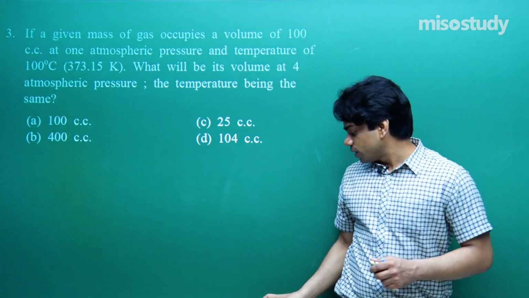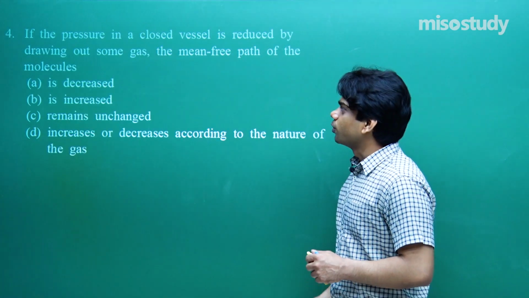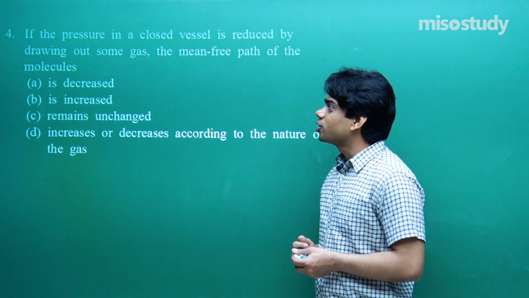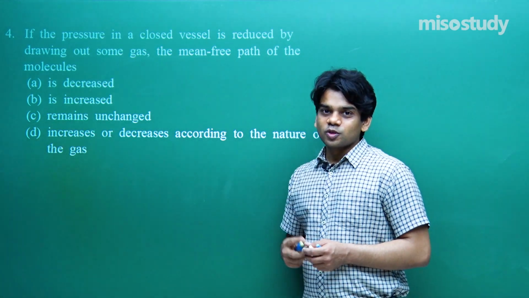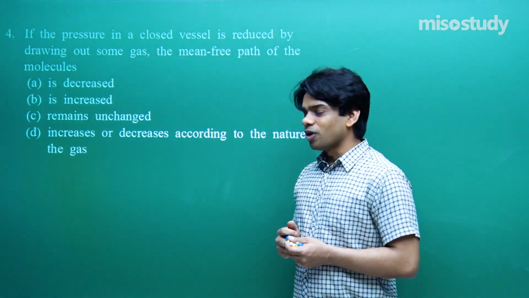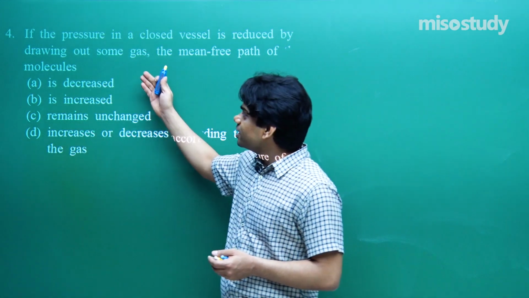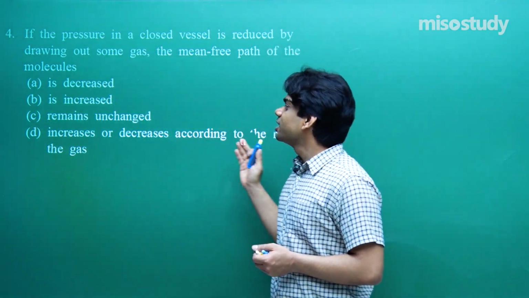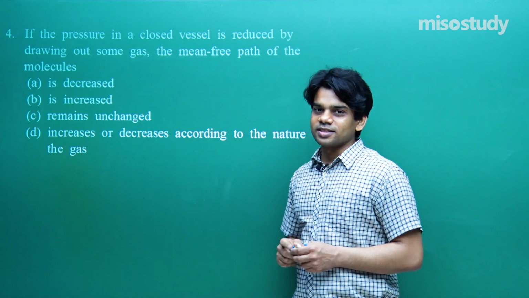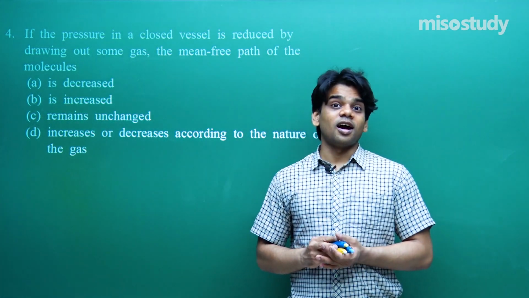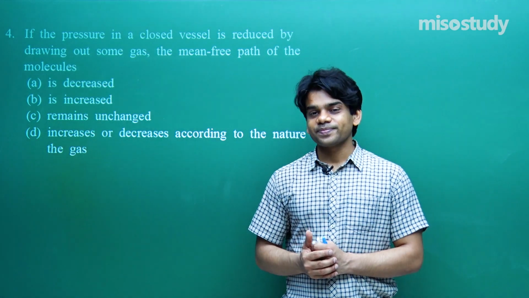Next question of the class, question number 4. If the pressure in a closed vessel is reduced by drawing out some gas, the mean free path of the molecule is decreased, is increased, remains unchanged, or increases or decreases according to the nature of the gas. Now first of all, understand mean free path, how we want to determine it.